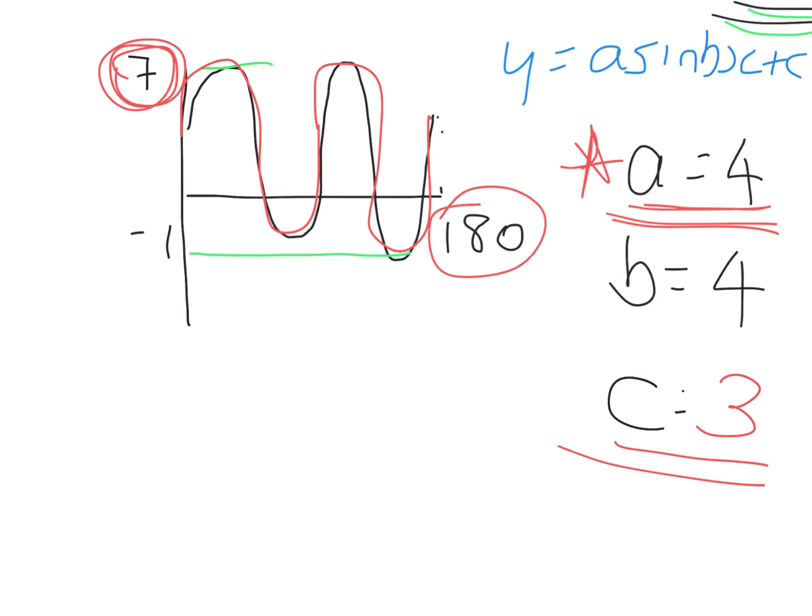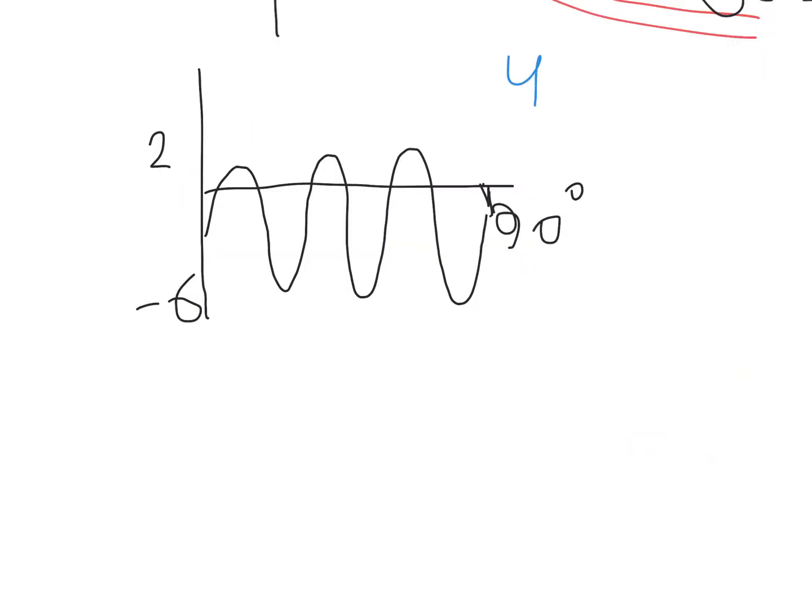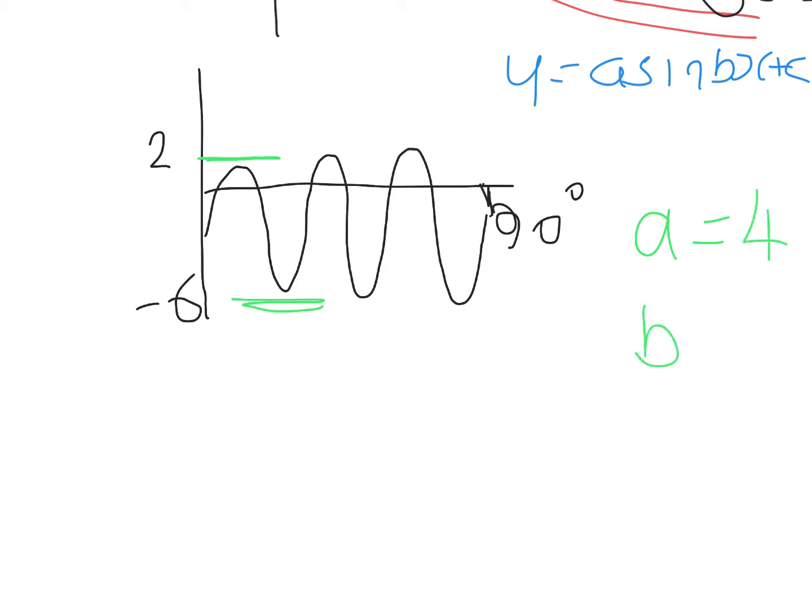Let's try an example 3. Okay, so the curve is of the form y equals a sine bx plus c. And I need to identify a, b, and c. A is the amplitude, that's half the total vertical height. Well, the curve goes up to 2 and down to minus 6. That's a total height of 8, half that to get the amplitude, and the amplitude is 4.